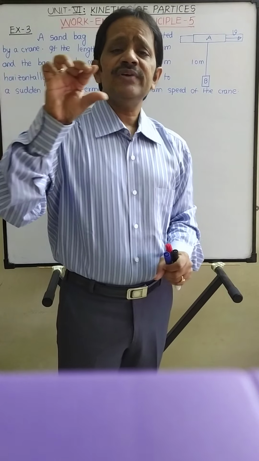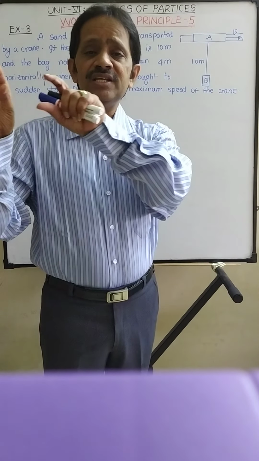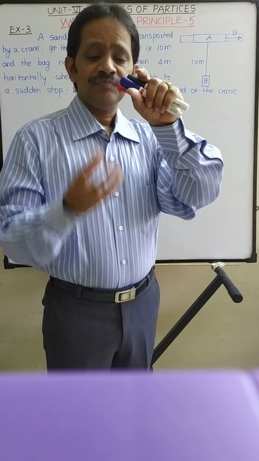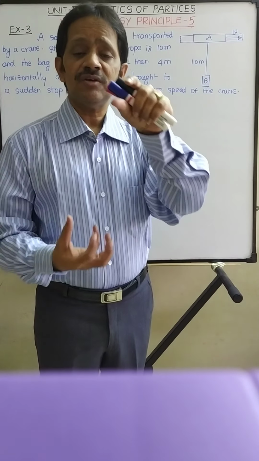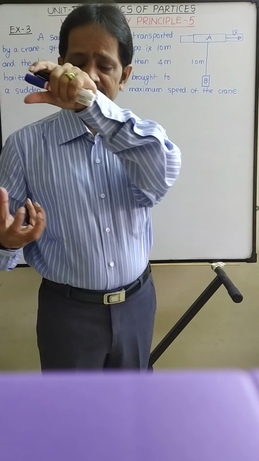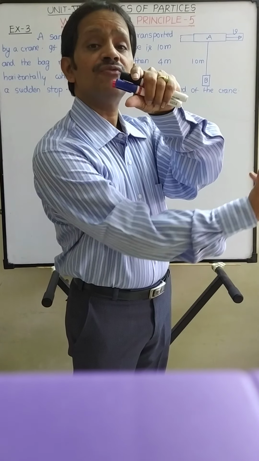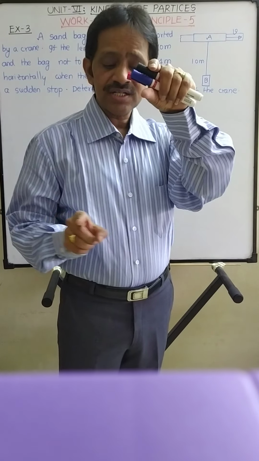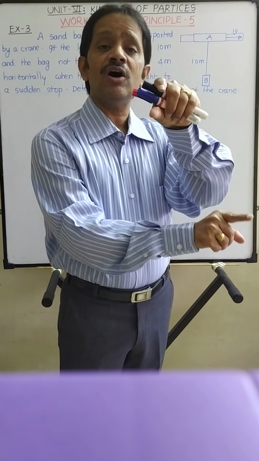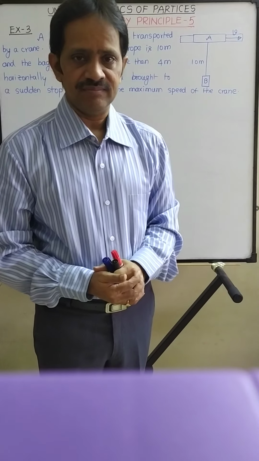See, when the crane is moving horizontally, the bag is also moving along with the crane. When the crane suddenly stops, the bag will swing forward because of inertia of motion. So it is moving along with the crane. When the crane stops, the bag will swing forward, right? So the condition is it should not swing by more than 4 meters horizontally. Then what should be the speed of the crane? Understood?